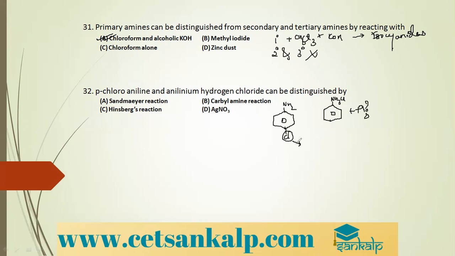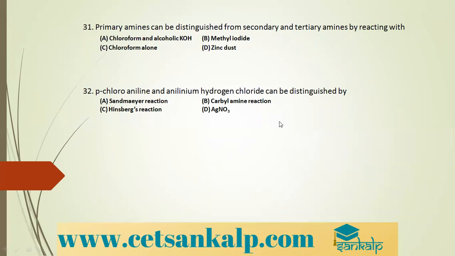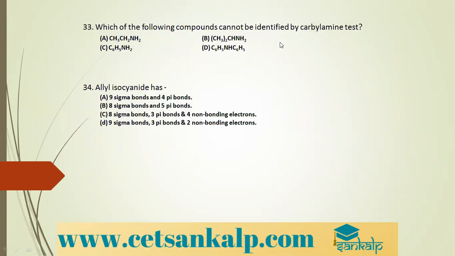The chlorine in parachloroaniline is not free due to resonance, as it is attached to the ring. So when you treat it with silver nitrate, a reagent to detect chloride ion, anilinium chloride will give a white curdy precipitate due to formation of AgCl. But here the chloride ion cannot be set free. Therefore, you can use AgNO3 to distinguish parachloroaniline and anilinium hydrogen chloride. Next question.